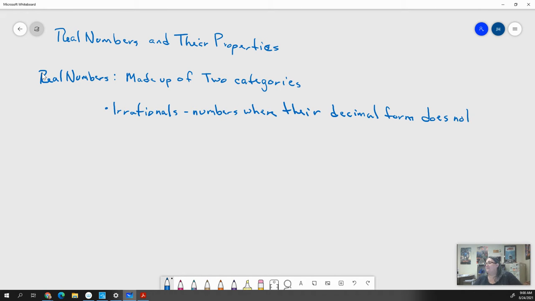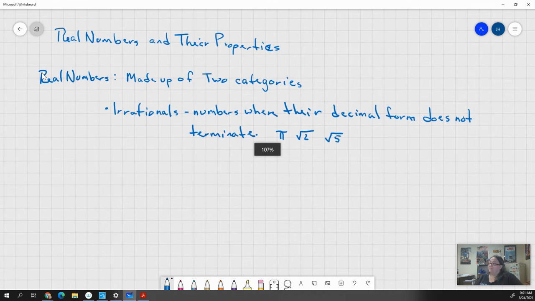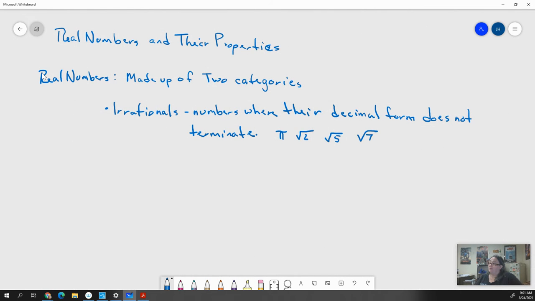does not terminate. Can anyone think of an example of a number where the decimal form doesn't terminate? It goes on forever and ever. There's a super obvious one. At least I hope it's super obvious. Pi. Yeah, pi goes on forever. It's a decimal that goes on forever. Square root of 2. Square root of 5. Heck, square root of 7. Clearly, it's not true of all square roots. Like the square root of 49 gives you a nice whole number, so that decimal will terminate, right?